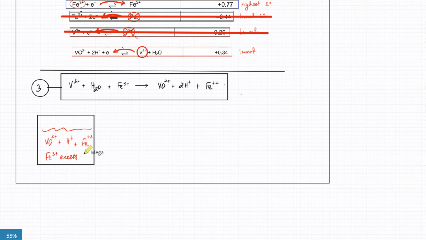Now for this one, you can try and figure out, but you'll realize that there's not going to be any reaction for this one. This thing you can try and do on your own.